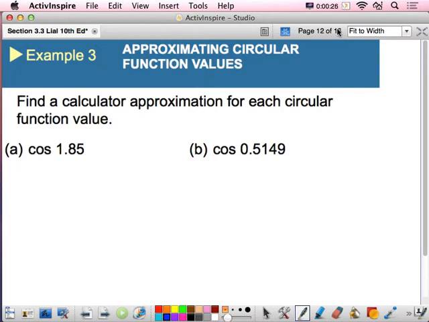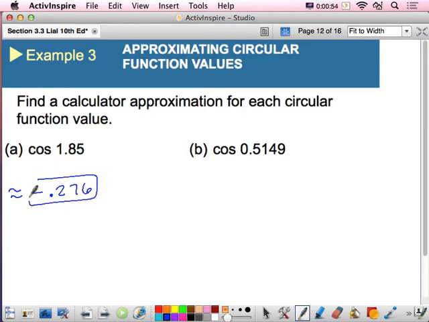Go to mode on your calculator and switch it to radian mode. Remember, you only have to do that if you're going to find the sine, cosine, or tangent of an angle in radians, not on your unit circle. And you literally just type it in, cosine 1.85, and read it to me to 3 decimal places. Negative 0.276.